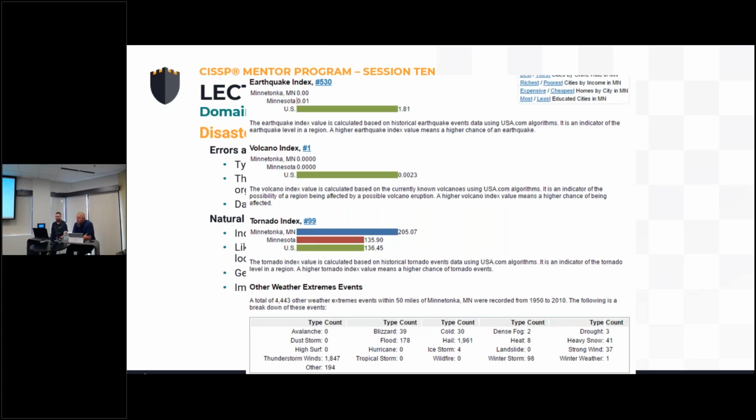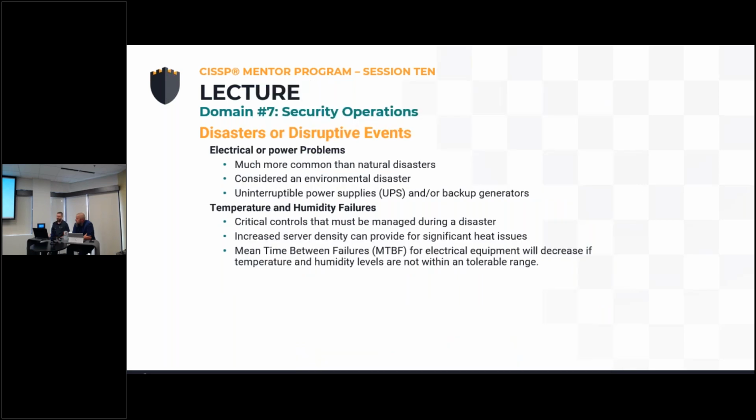It's actually harder than I thought to find good natural disaster threat data. FEMA has some stuff, but it's usually dated, and some you have to pay for, but USA.com is free. It's good enough. The Geological Survey has good stuff too. Is it hard to find though? Okay, good. Excellent. Electric power problems, that's pretty self-explanatory. It's much more common to have power outages than a tornado.